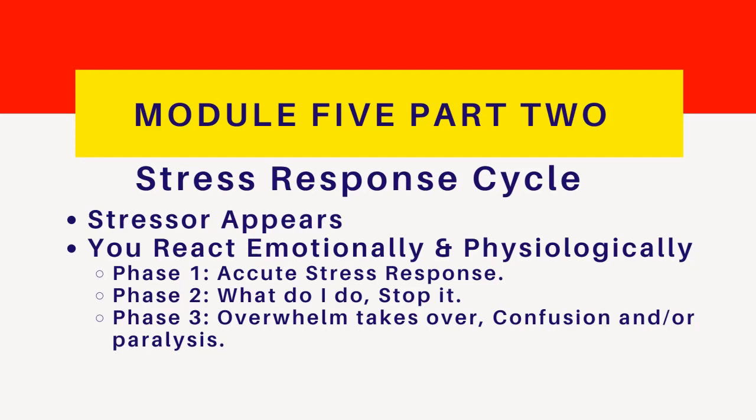Again, phase 3 overwhelms and takes over your life. Confusion and/or paralysis occur. You get so physically, biologically out of whack that you can't function. You find yourself just confused, can't think, you don't know what to do next. You just sit there in some type of paralysis.